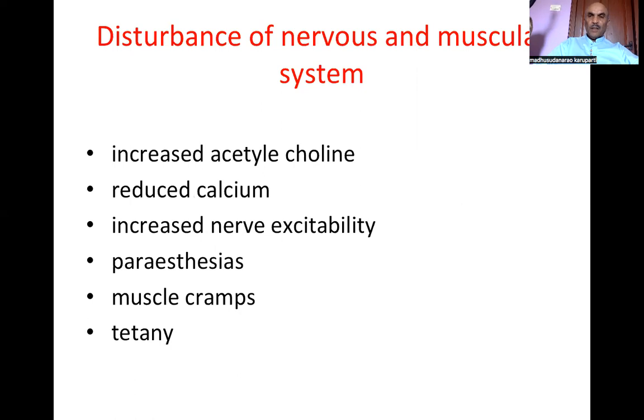Neurological manifestations and the features of the muscular system. Alkalosis results in increased acetylcholine and reduced calcium, leading to muscular cramps and convulsions. There is increased neuronal excitability secondary to hypocalcemia. That results in the manifestations of paresthesias, muscle cramps, sometimes tetany.